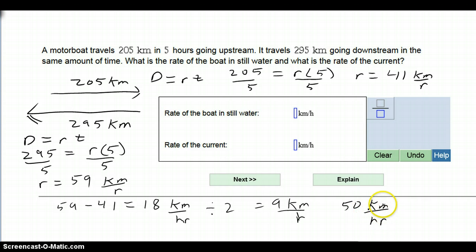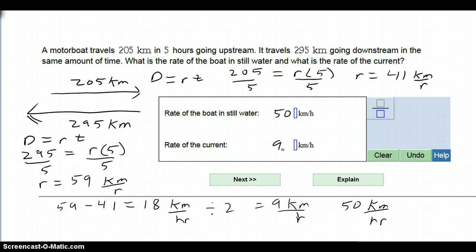So that makes sense. If I take away 9 from 59, it puts me at 50. If I add 9 to the 41, that is the equilibrium. It's the halfway point between these two rates. So the rate of the boat in still water would be 50 kilometers per hour. The rate of the current is 9 kilometers per hour.